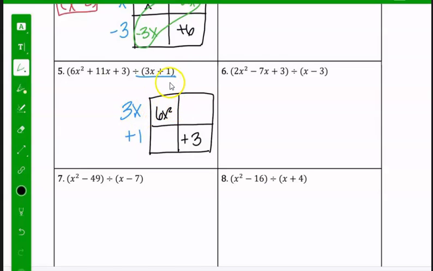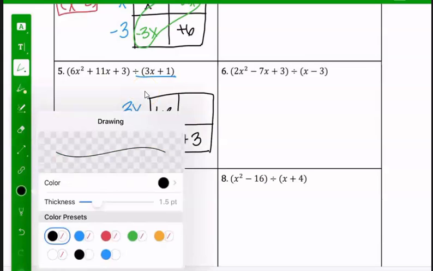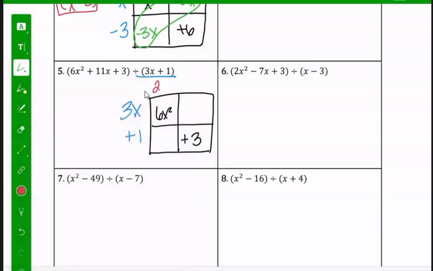So 3x times what gives you 6x squared? Well, I know 3 times 2 gives me 6, so I know my number has to be 2. And I know x times x gives me x squared. So I know 2x times 3x is 6x squared.